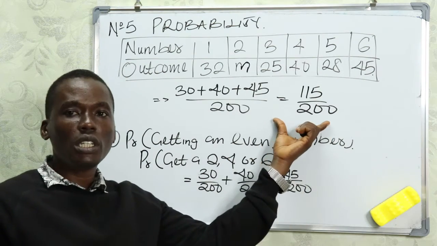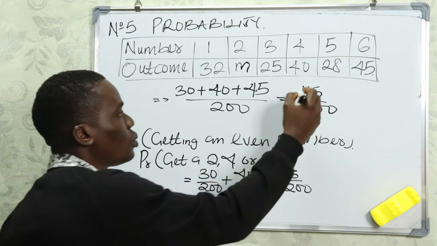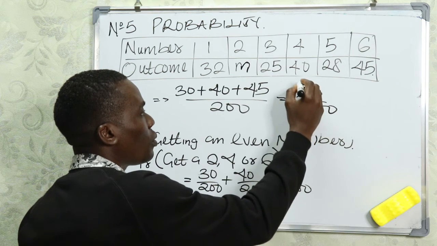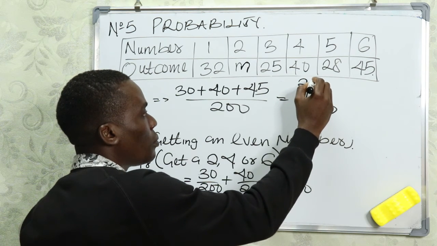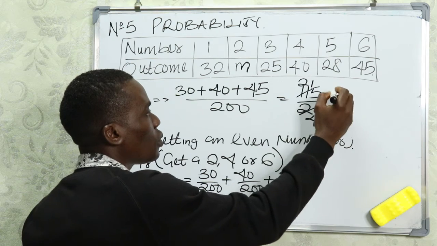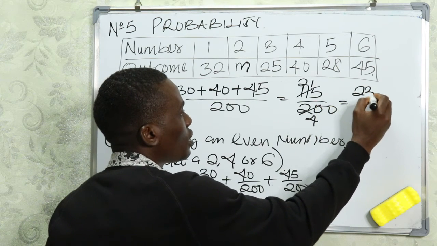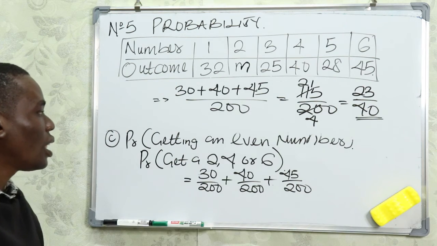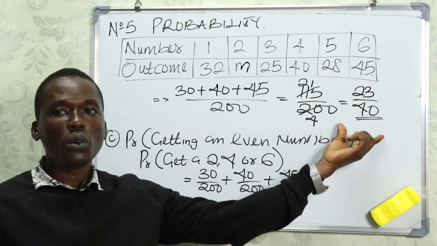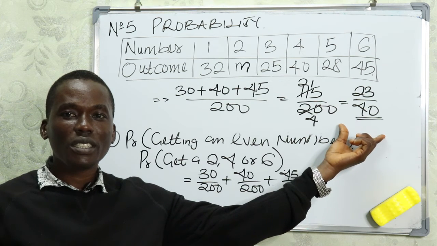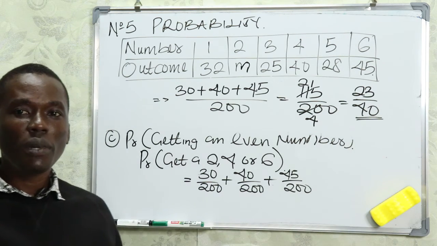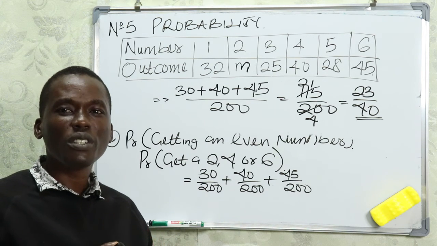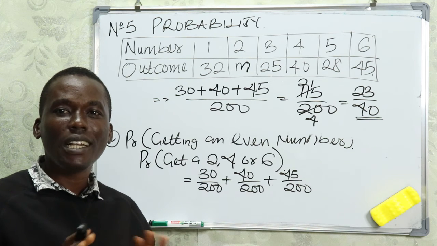Now we can reduce this to the barest minimum. What do we need to do? All we need to do is 5 here will give us 4, 5 here will give us 2, remainder what? Remainder 1. 5 and 15 will give us what? 3. So here we're going to have 23 over what? Over 40. So the probability of picking or getting an even number is what? 23 over 40. So you see, solving probability can be easy, and once you can solve this comfortably, you have gotten your what? Your 8 marks chilling down for you.